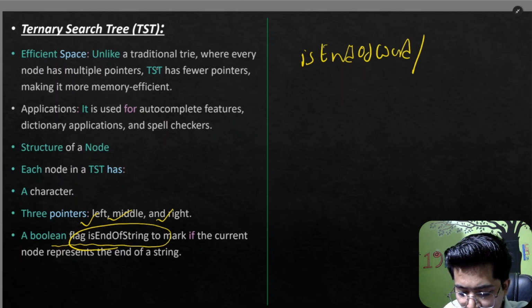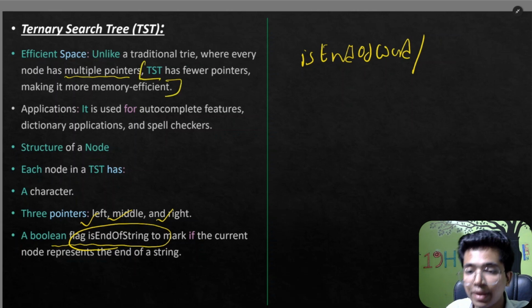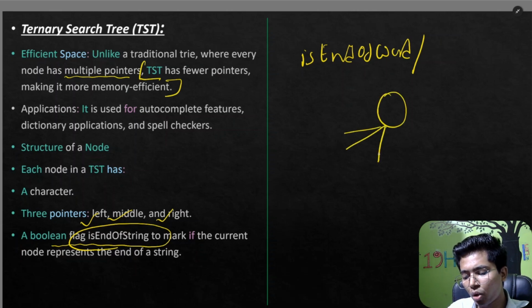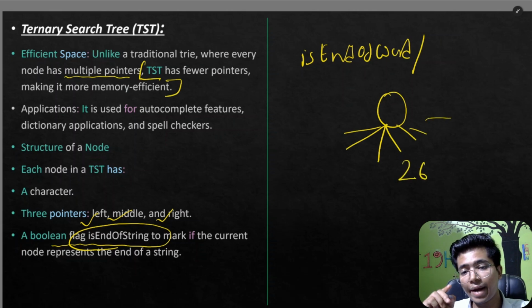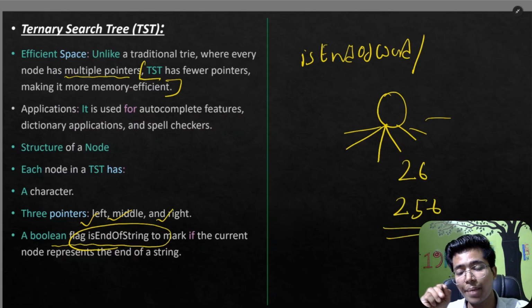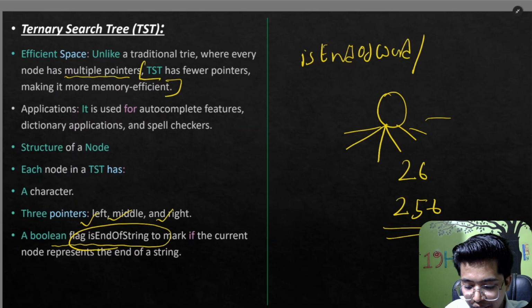Now usage. Unlike a traditional trie where every node has multiple pointers, a TST has fewer pointers, making it memory efficient. That is a good thing: the TST has only three pointers, and that's why it is more memory efficient. A normal trie can have 26 pointers, or at most 256 pointers as per the maximum ASCII range.